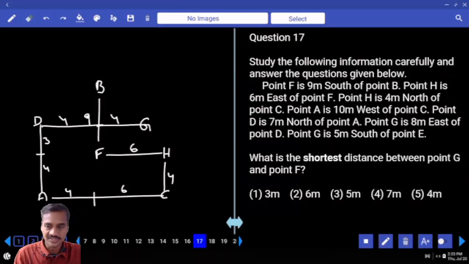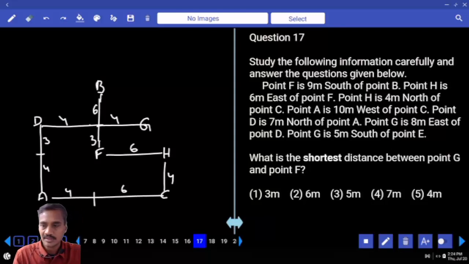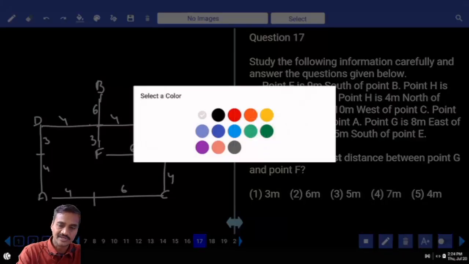Now what is this one? G. And G is 8 meters to the east of D. Then out of these 9 meters, now the total is how much? B and F, the distance is 9 meters. Then out of these 9 meters, now this distance is how much? 3 and this is 6. Then G is 8 meters to the east of D and G is 5 meters to the south of D. Now the G is how many meters? Just 5 meters to the south of D. Now this is the final diagram we have.